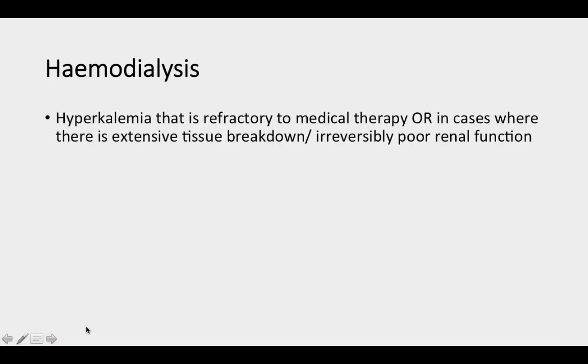And remember the final option: when your medical therapy isn't working, when there's extensive tissue breakdown and a sense of urgency that you're not going to get on top of the hyperkalemia, or there's irreversibly poor renal function, you need to dialyze.